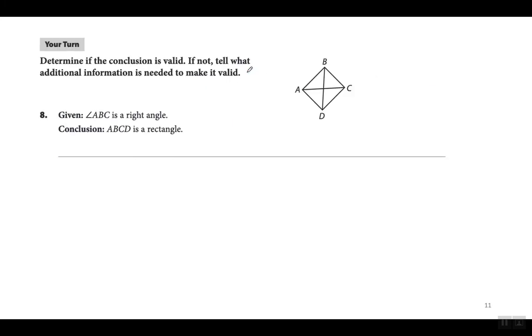All right, moving on. Determine if the conclusion is valid. If not, tell what additional information is needed to make it valid.